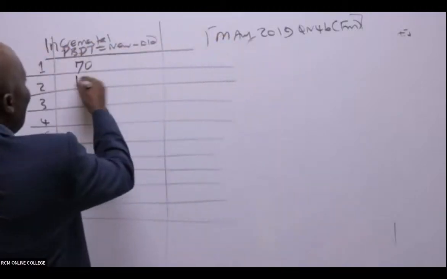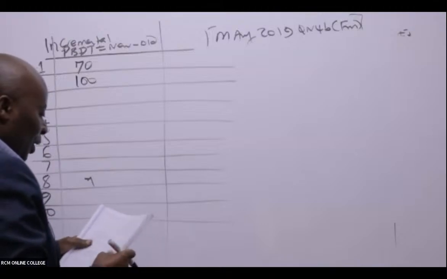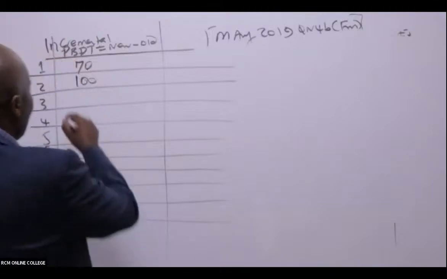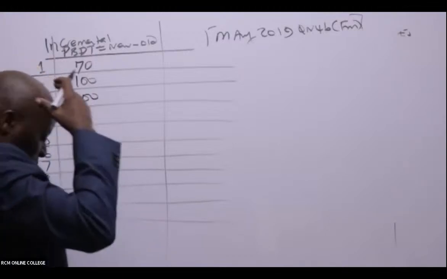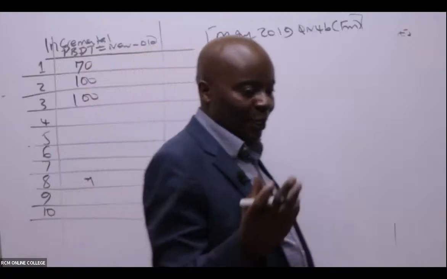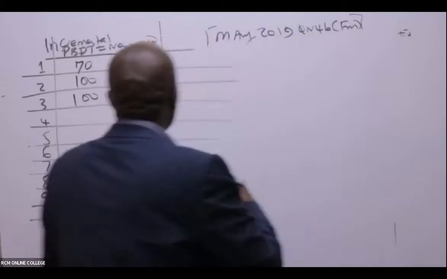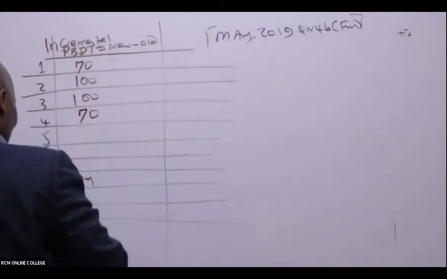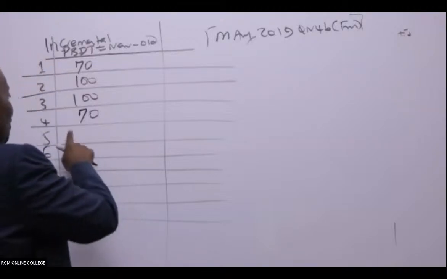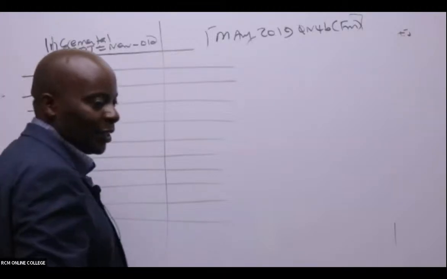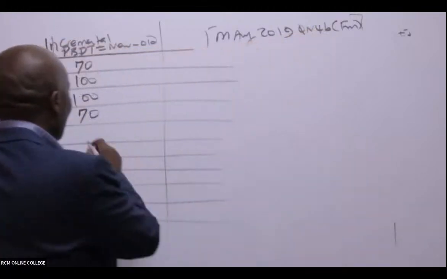How about the incremental for year 3? Incremental for year 3 is 420 minus 320, 100 still. Incremental for year 4, 410 minus 340, which is 70. How about year 5? It is 70 as well.